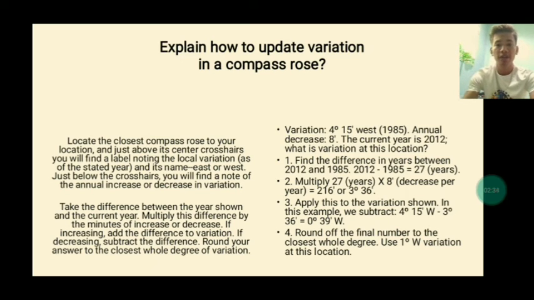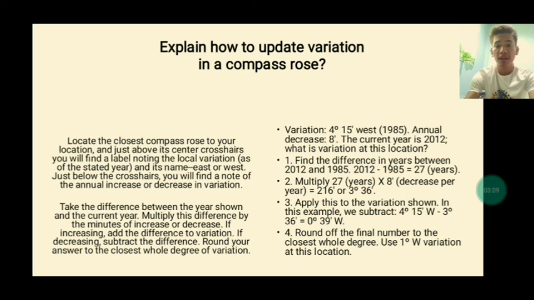The first thing we do is find the difference in years between 2012 and 1985. 2012 minus 1985 is equal to 27 years. Next, multiply 27 years by the annual decrease or increase. In this example, it is a decrease per year, which is 8 minutes. So 27 times 8 is equal to 216 minutes, or 3 degrees and 36 minutes.